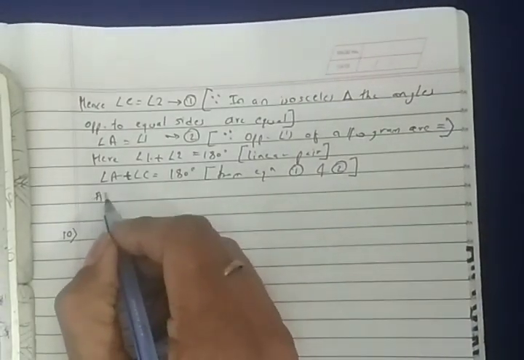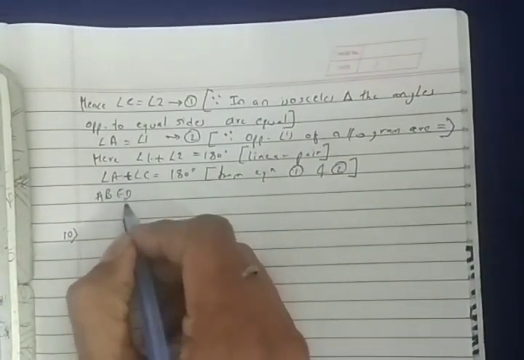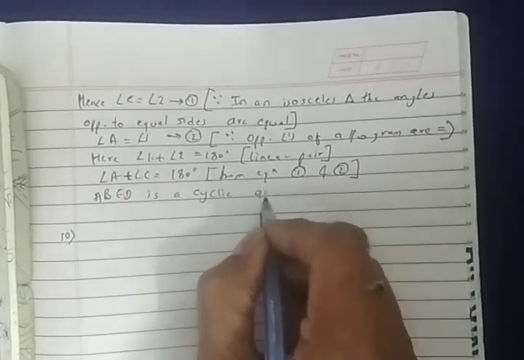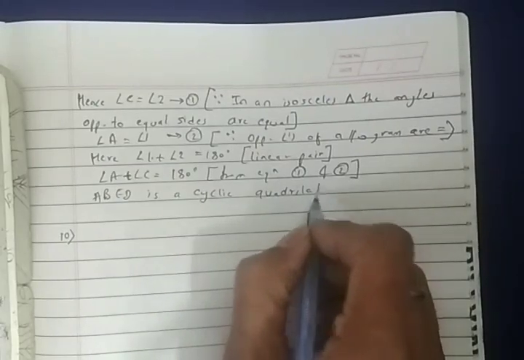Hence we can say that ABED is a cyclic quadrilateral. It is proved.